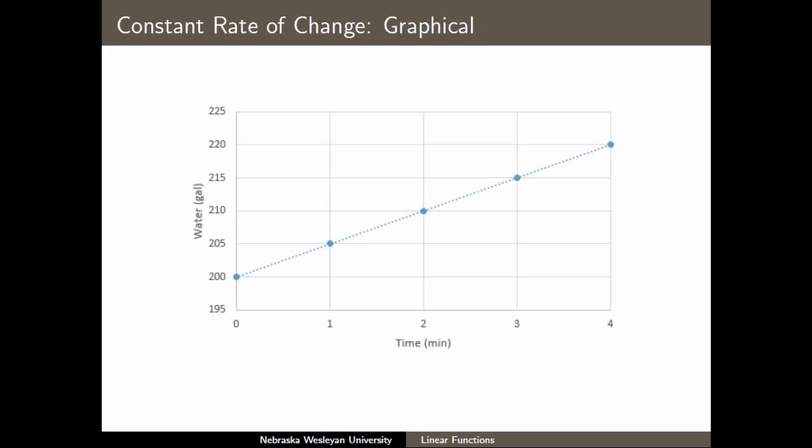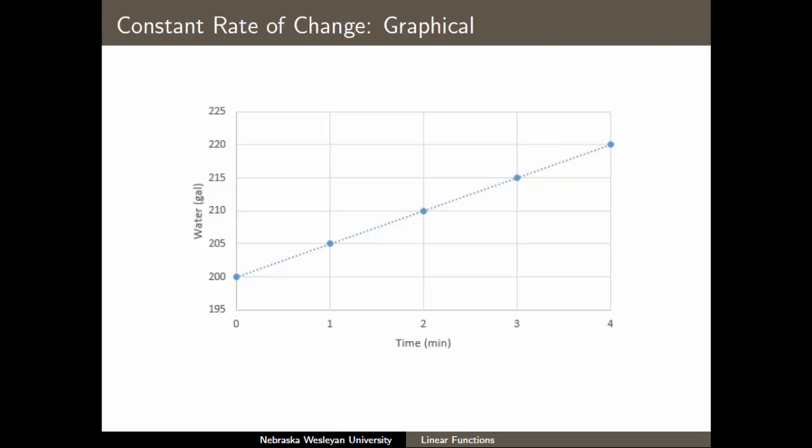The graphical perspective doesn't differ much from the numerical. The bold blue dots are exactly the same as the data points that we saw on the table. After 0 minutes, the pool contains 200 gallons. After 1 minute, 205 gallons. After 2 minutes, 210 gallons, and so forth.